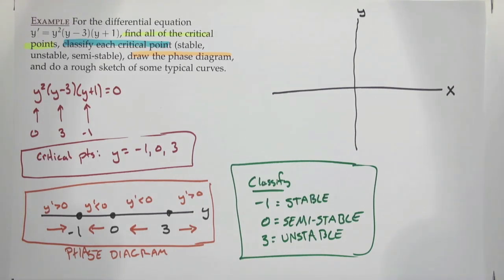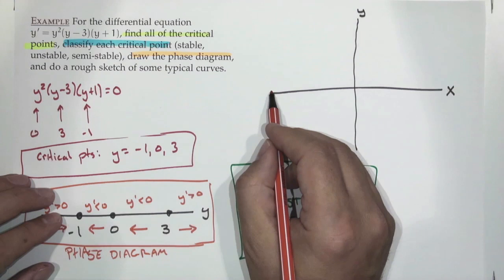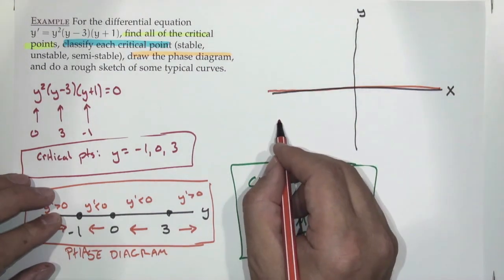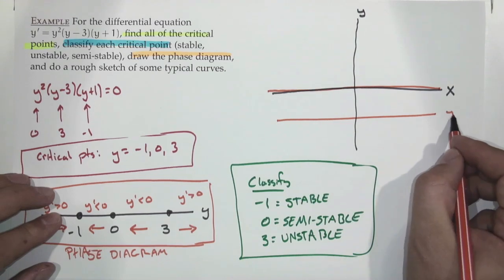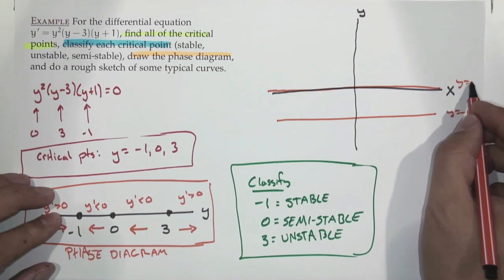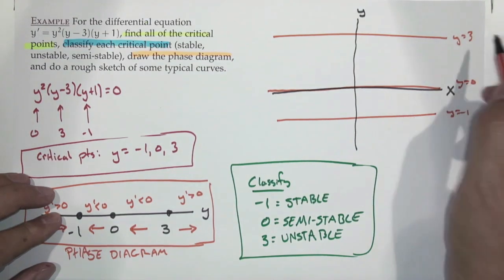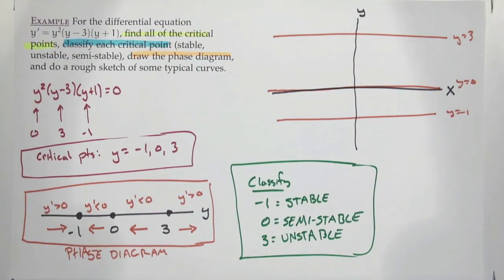The ones that come from the critical points. Critical points are solutions. And so we have y equals 0 is a solution. Y equals minus 1 is a solution. And I'll even write these down. Y equals 3 is a solution. Okay, so those are easy to draw. So those are some solutions, but we want to get some other ones as well.